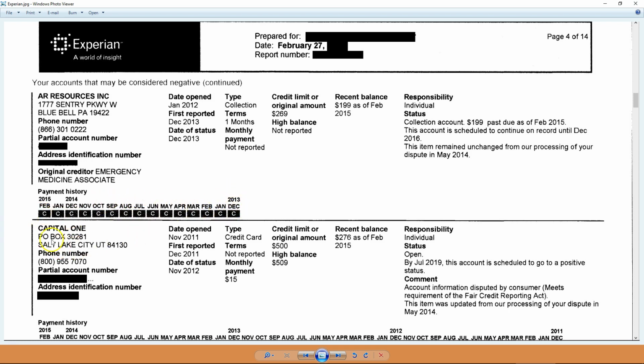Okay. Same thing with Capital One right here. This is a collector. Capital One is a creditor. The address is here, so you can send direct disputes to Capital One. You have that right under the FACTA Act. And again, you want to check the date open, the first reported, date of status, the original amount. Is that correct? The high balance, is that correct? Recent balance, 276, is that correct? So again, you want to check for problems with the credit report.